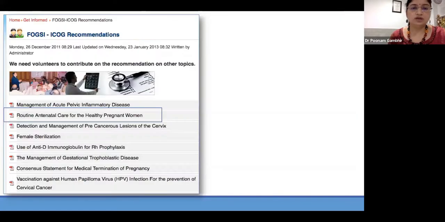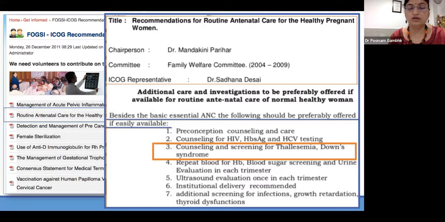So what is the scenario in our own country? FOGSI with ICOG gave the recommendation in 2013 under routine antenatal care for healthy pregnant women that besides the basic essential antenatal care, the following should preferably be offered if easily available, and the third point includes counseling and screening for thalassemia and Down syndrome. This was way behind, in 2013.